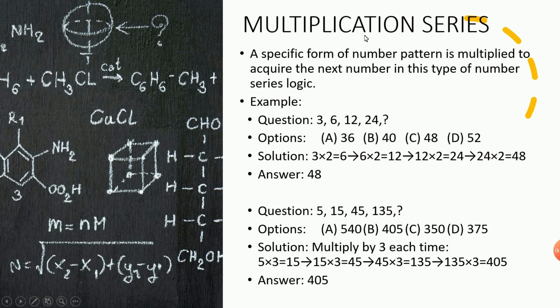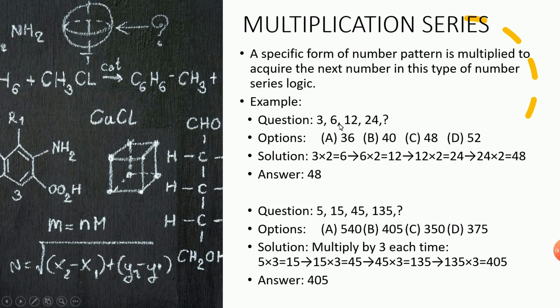Next is multiplication. The same way here, everything is multiplied. The pattern is that a certain number is multiplied by another number to obtain the next number. Here 3, 6, 12, 24. If you look at the pattern, 3 2s are 6, then 6 2s are 12, 12 2s are 24. So here 24 2s are 48. So C is the answer. That is how this question comes.